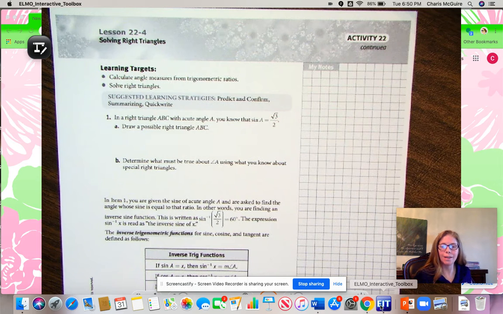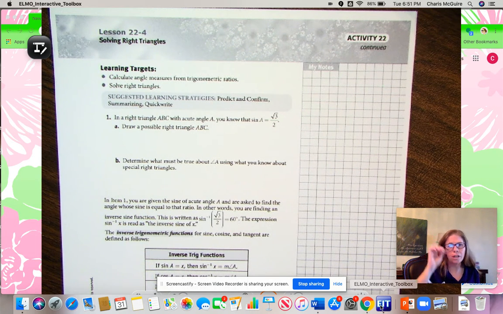We're actually working in our Springboard book today. We're on page 315. So if you don't have your book, hit pause and go get it. And you're also going to need your calculator, so grab that as well.